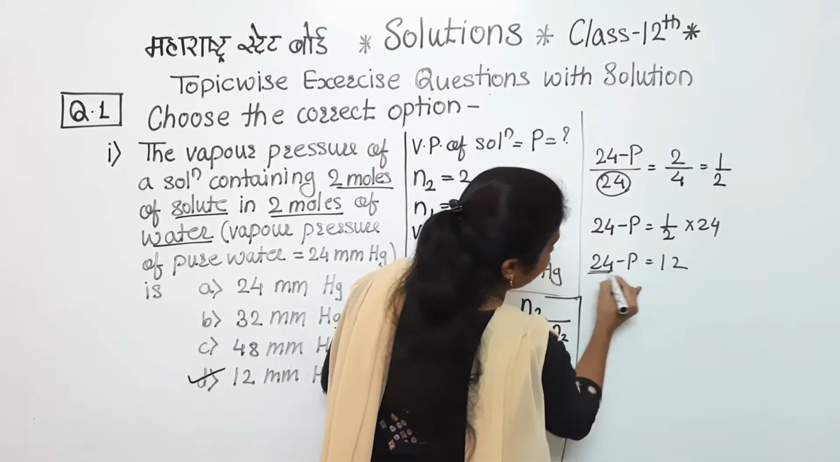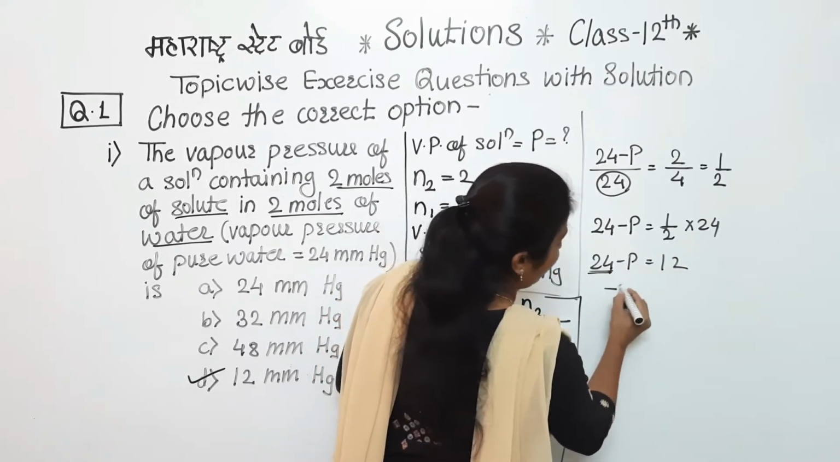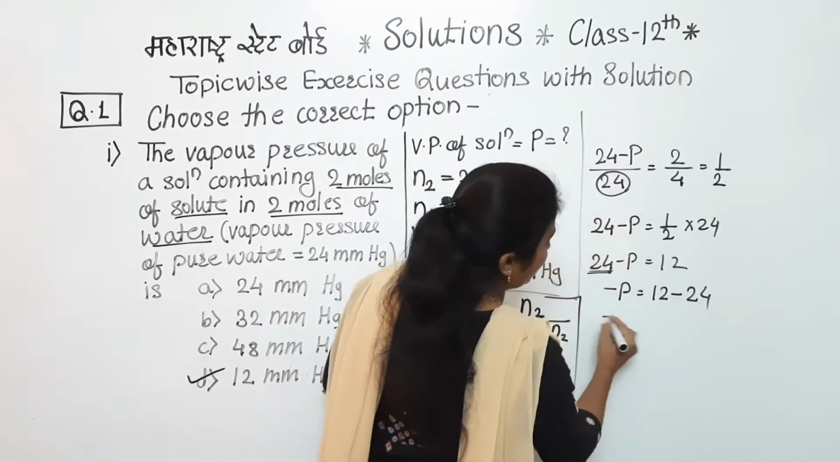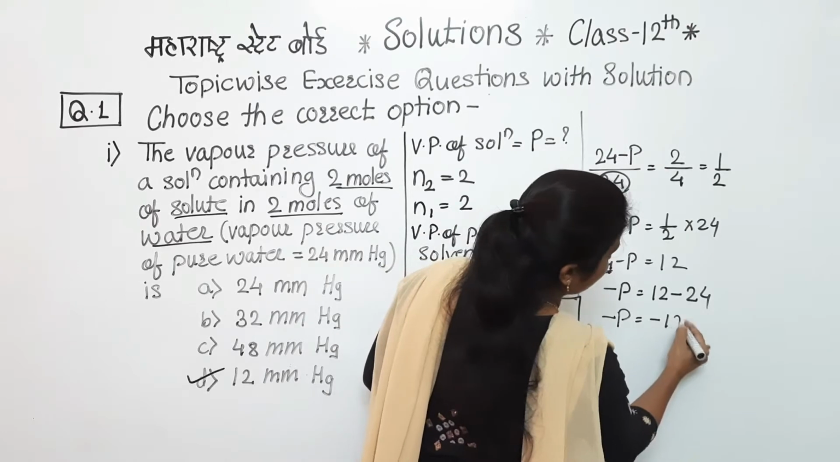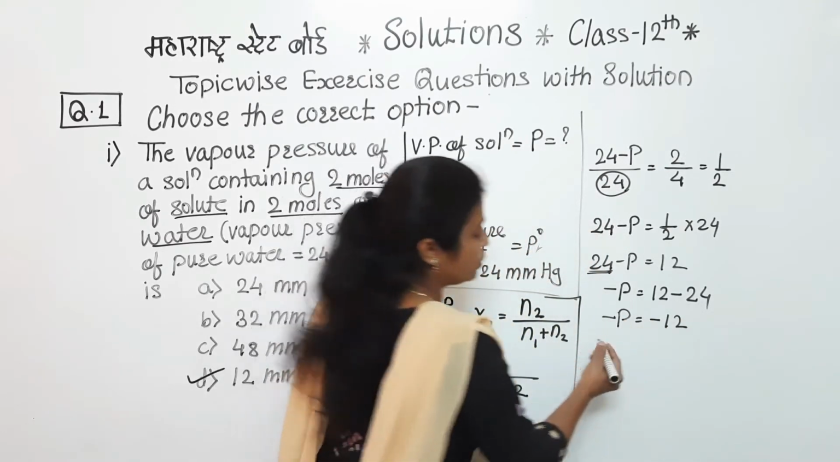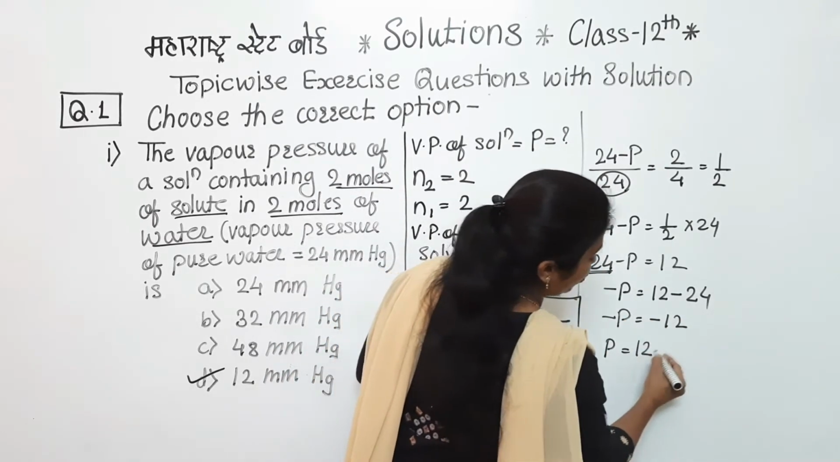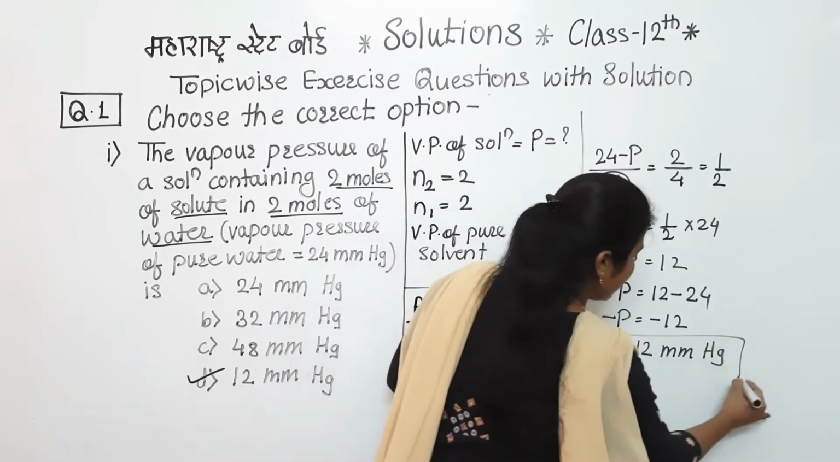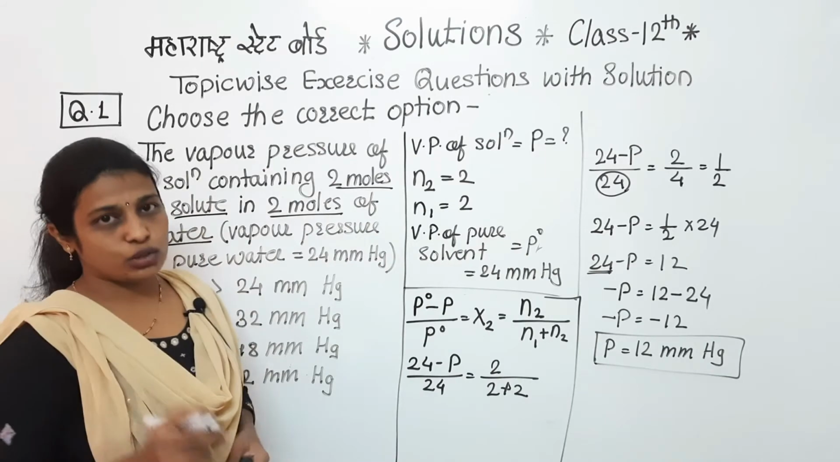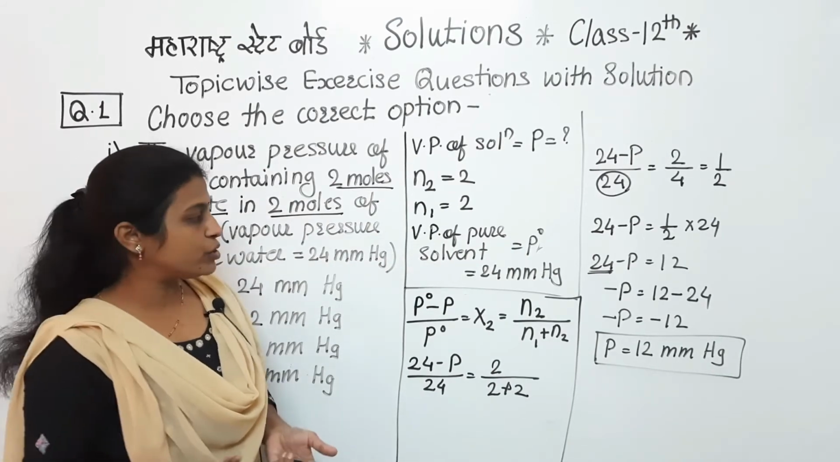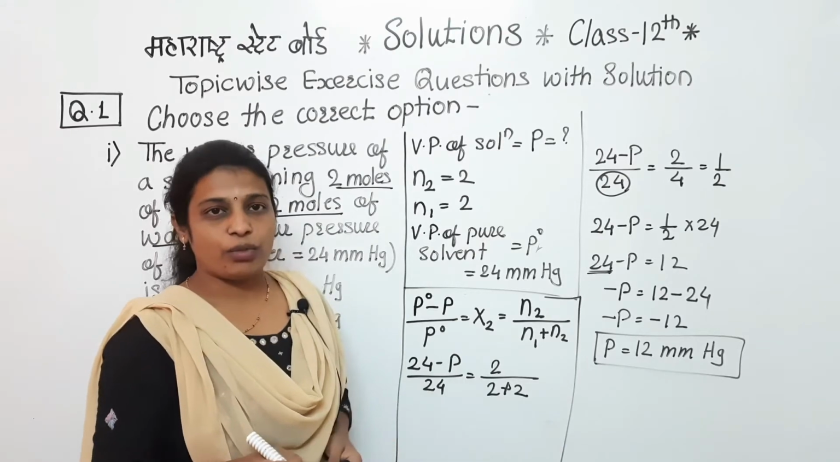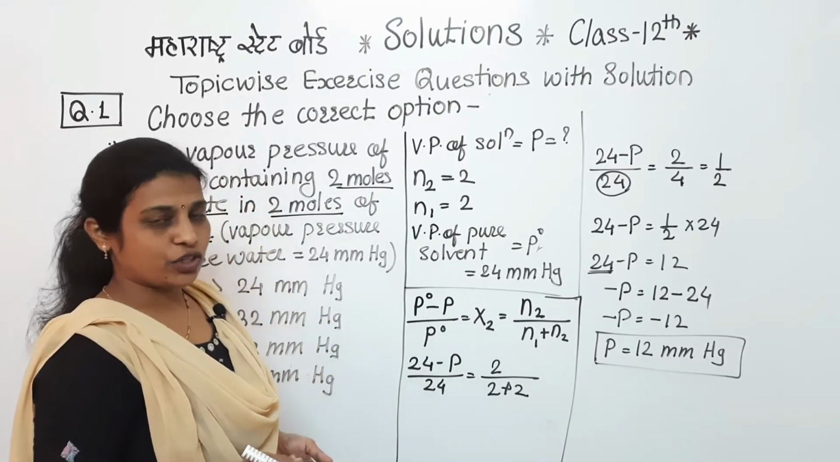Now we are shifting that 24 to the right hand side. So minus P is equal to 12 minus 24. Here our answer will be minus 12. Both sides having the minus, means P is equal to 12 mm Hg. So in this way we have completed this objective with the solution. If a 1 mark or 2 mark question comes, then you should know how to solve such a type of numerical. Now we'll discuss the next objective.